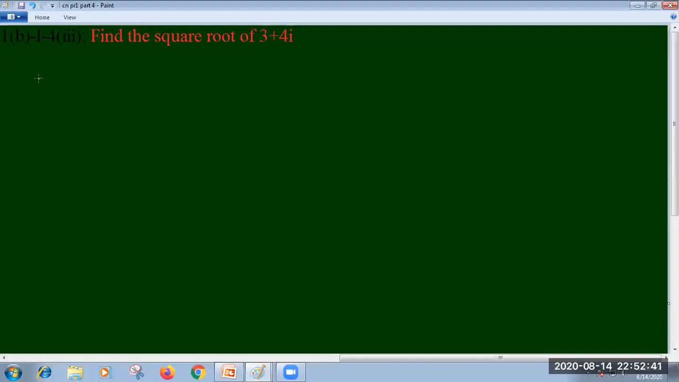Let us practice one more problem. Find the square root of 3 plus 4i. Now let the given complex number be z equal to 3 plus 4i.